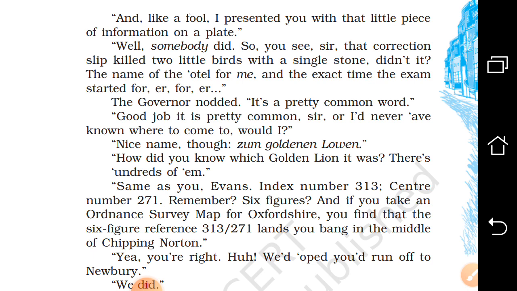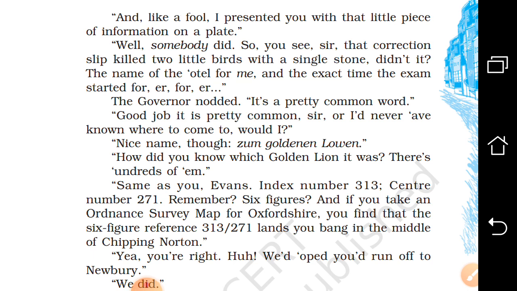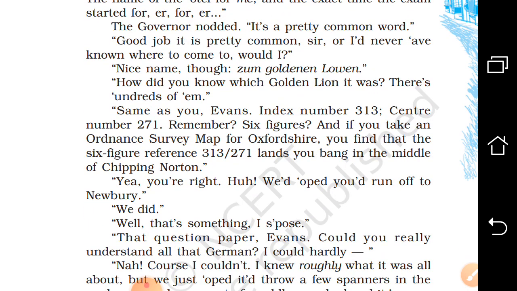Evans asked how the governor could reach exactly the Golden Lion. Then the governor said, "Same as you, Evans. Index number 313, sender number 271, remember, six figures. And if you take an Ordnance Survey map for Oxfordshire, you find that the six-figure reference 313271 lands you bang in the middle of Chipping Norton." That is the way they clubbed the number and found the place.